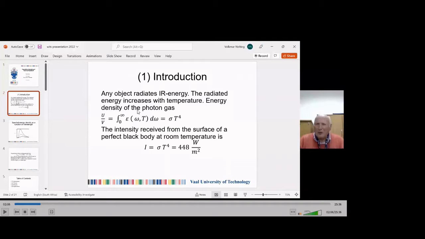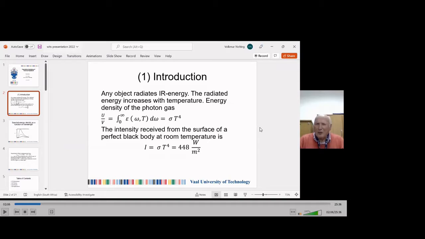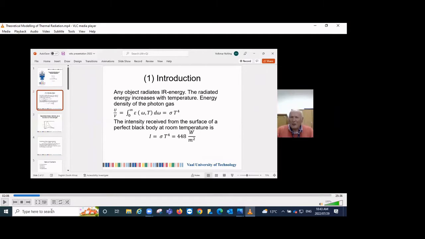According to these laws, the energy density of the photon gas is described by this integral over the spectral energy density. So epsilon omega of omega and T is the spectral energy density, that is the energy per unit volume, per unit frequency, and that is integrated over all frequencies omega. The analytical expression for the spectral energy density was first given by Planck in the year 1900, and it contained for the first time the idea of quantization of electromagnetic radiation. And that was well before the introduction of quantum mechanics, which makes Planck's idea even more remarkable.